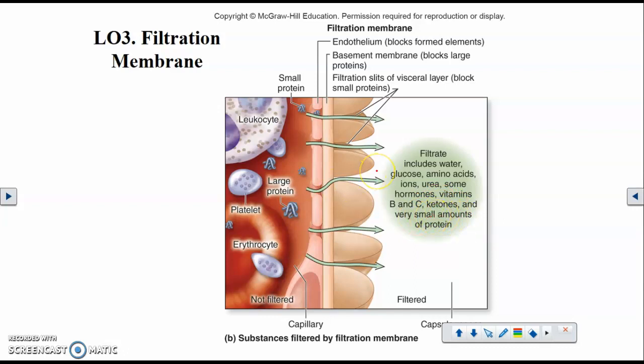Okay. Now, how much actually goes into the filtrate depends on how much blood is making it through the glomerulus. So the bigger the afferent arteriole, the more blood goes through the nephron, which means the more filtrate is created, and vice versa.